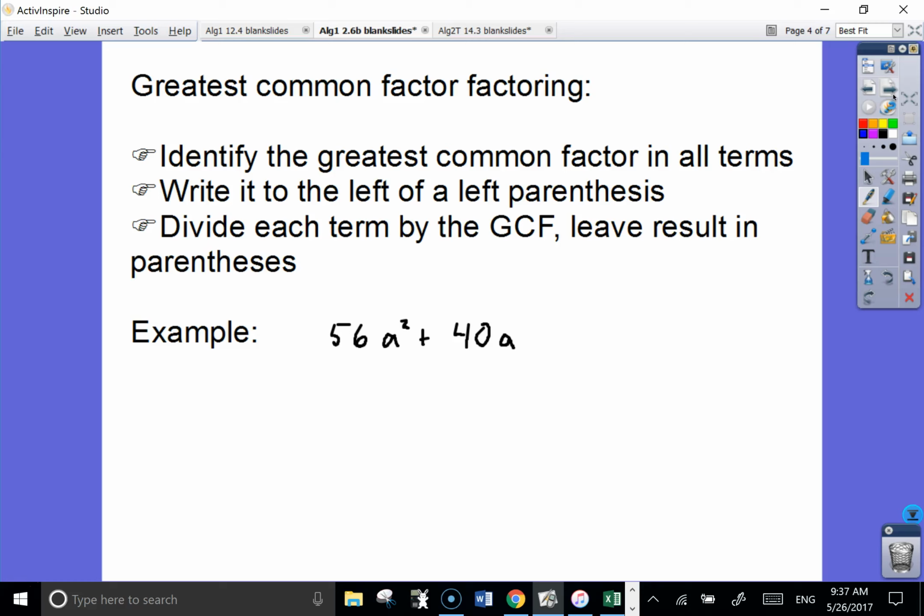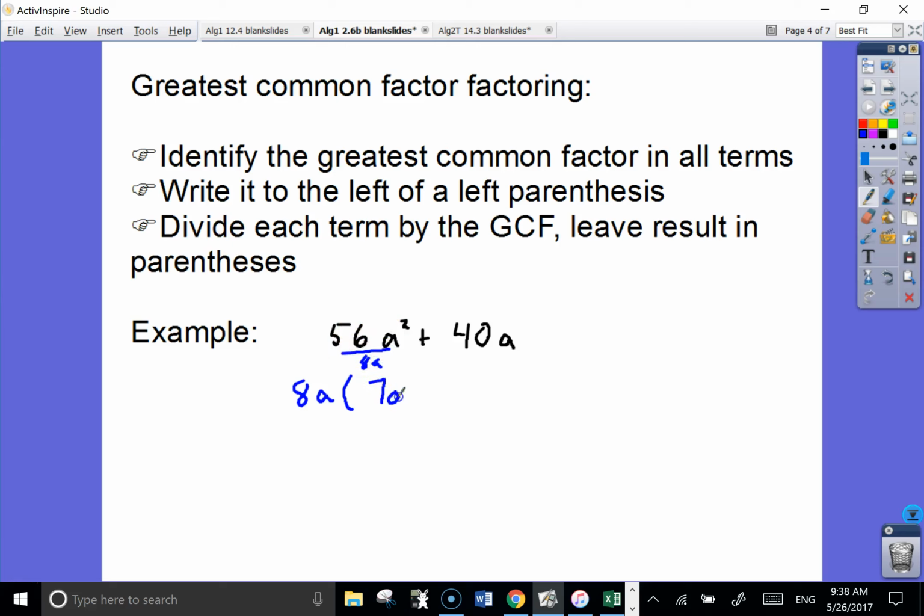There's an a. You said 8. Okay, what else is there in common? Then there's the letter a. Let me pause this. You've got to identify what is the greatest common factor in both terms. In this case, we said it was an 8 and an a that we could take from both. And when you say take from both, what you're really doing is dividing both by 8a. So what do I get if I divide 56a squared by 8a? I'm going to get 7a.